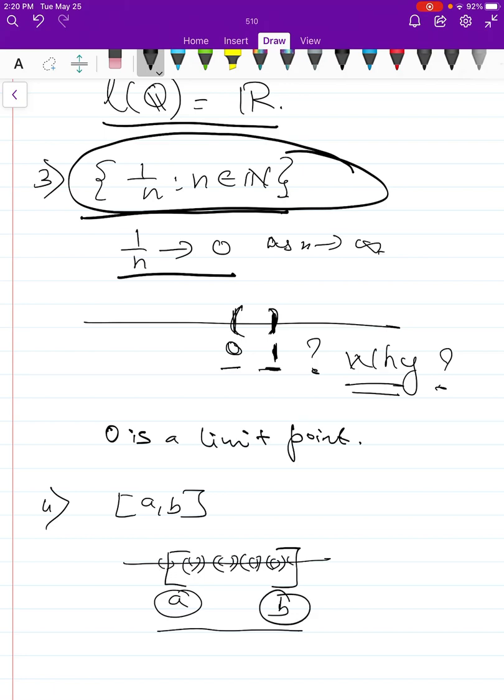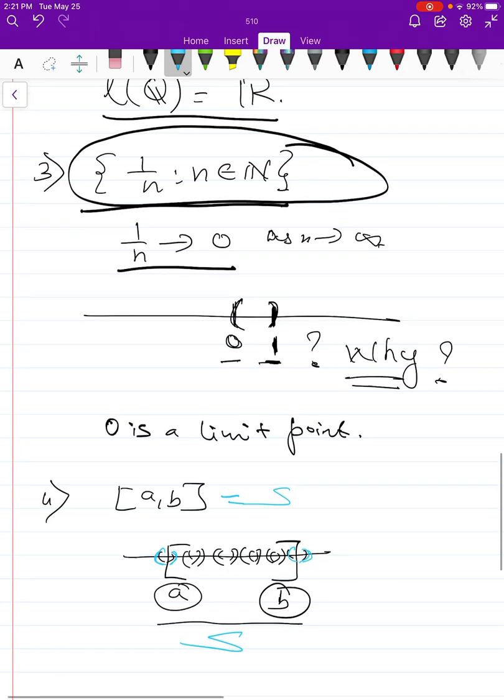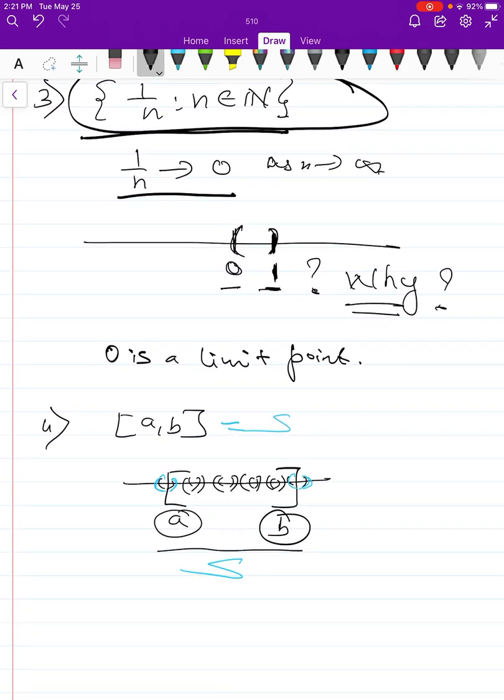So the endpoints, let me draw it in a different color. However small you try to draw open intervals including the endpoints, you will definitely include points of this set S, which is an interval, inside those open intervals. So every open interval containing A will definitely have a point of S other than A, and every open interval containing B will definitely have a point of S other than B. Correct? So what is the set of all limit points? It is nothing but the closed interval itself.